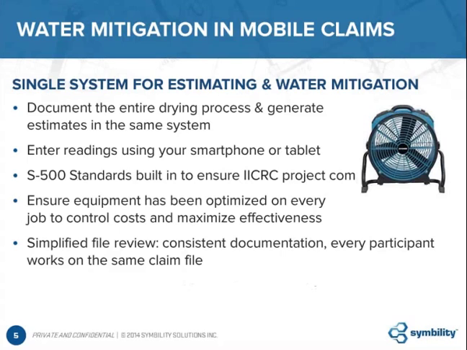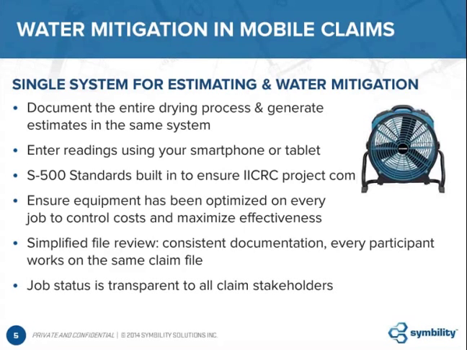Finally, the entire job is transparent to all the claim stakeholders. The adjuster and the mitigator can see the progress of the drying and communicate back and forth within the system. Can you imagine no more phone calls to check on the status of a drying job? It's all right there under one umbrella. So the water mitigation job management tool inside of Symbility Mobile Claims is a powerful asset for both the insurance adjuster and the water mitigator alike.